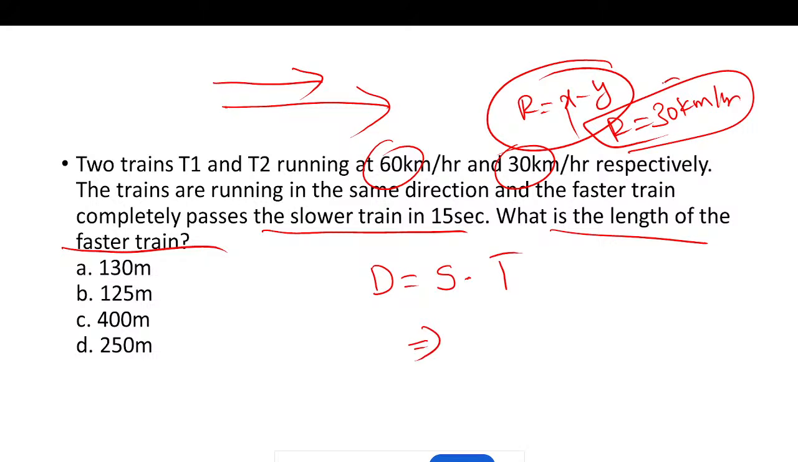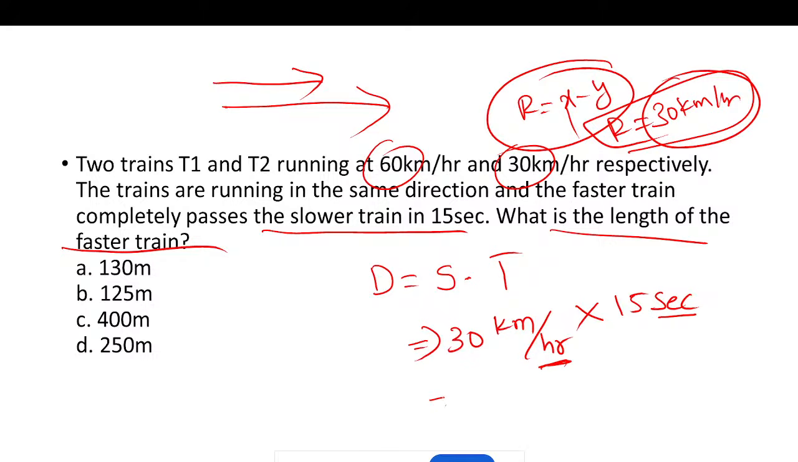What is the relative speed between the two trains? 30 kilometers per hour. In what time does it cross the other train? 15 seconds. Always remember, when you are doing problems related to time and distance, units must be the same. Here seconds are there, here also seconds should be there. For this purpose, 30 into 5 by 18. Units are converted and now units are meters per second into 15 seconds.